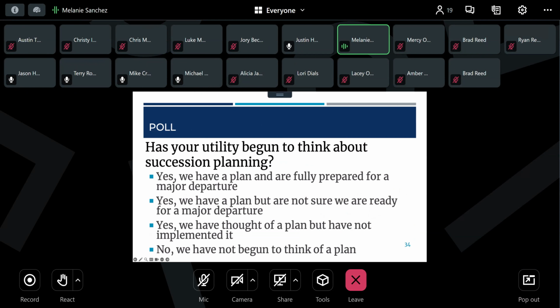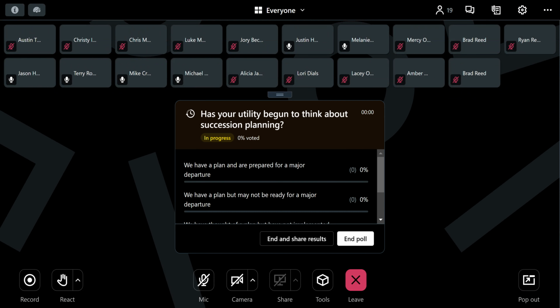We're going to do another poll so we can talk more about succession planning. I'll give you a minute on this as well. So basically, we're just trying to assess, has your utility begun to think about succession planning, and where are you in that process?